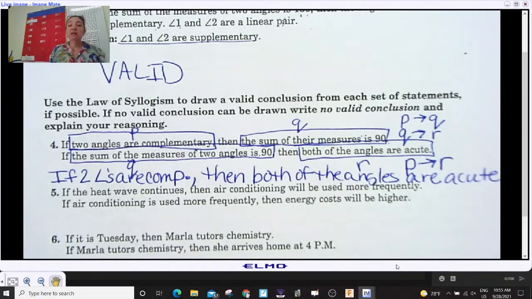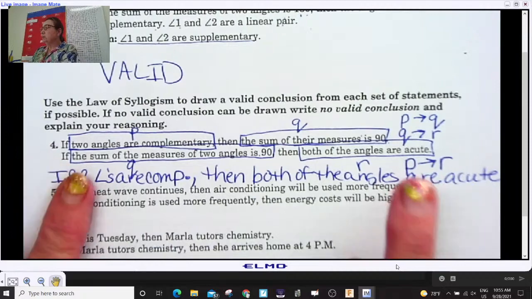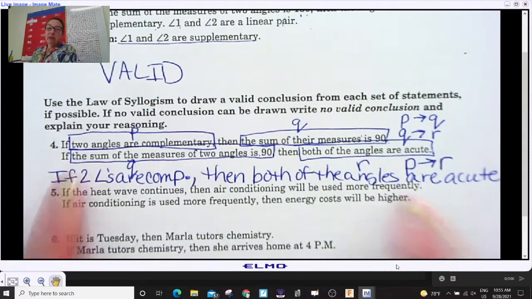Is that a valid conclusion? It is. Because if they add up to 90, they both have to be smaller than 90. Right? You can't have bigger than 90. Either angle can't be bigger than 90. Does this make sense to you? Okay, let's go ahead and do another one.